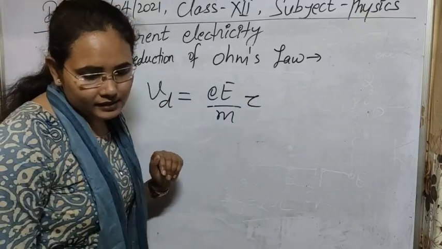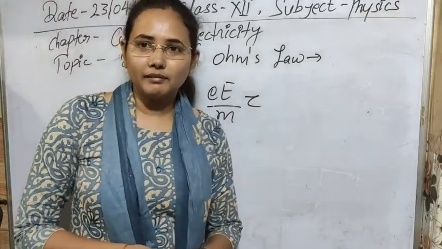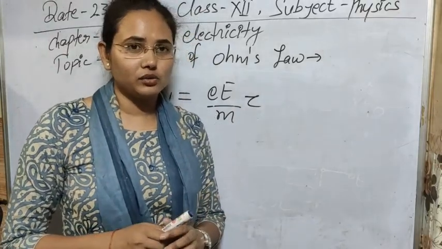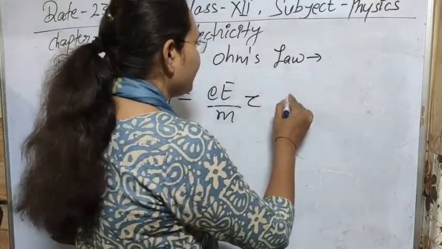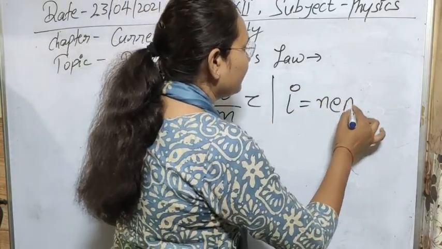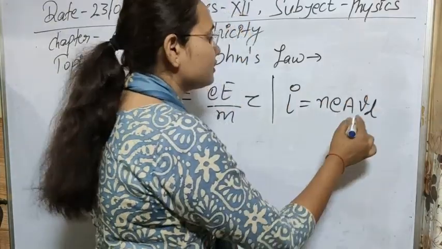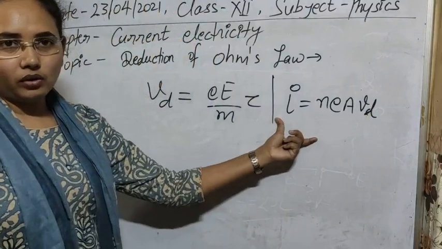For the deduction of Ohm's law, we will also use one more thing that we have discussed already. What is the relation between current and drift velocity? I have derived that also: I is equal to n e A Vd. We obtained this formula before, so I think that is now clear.